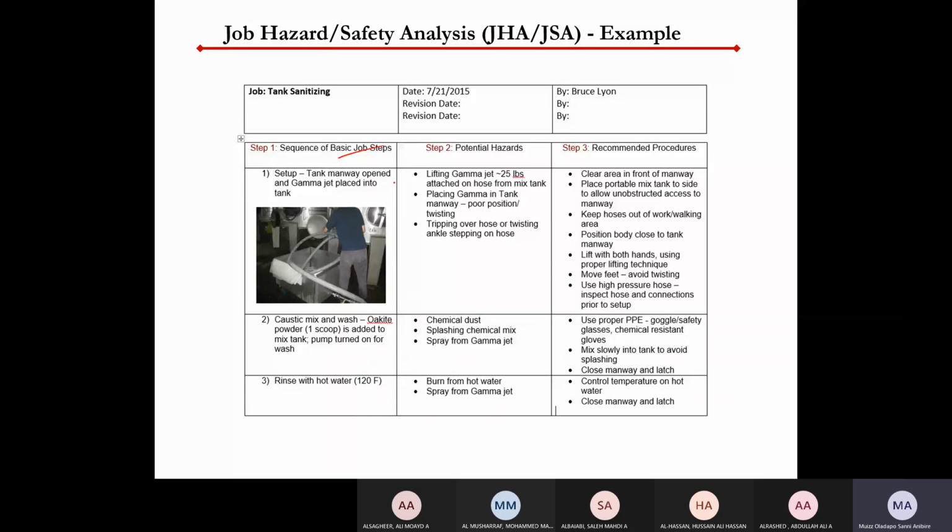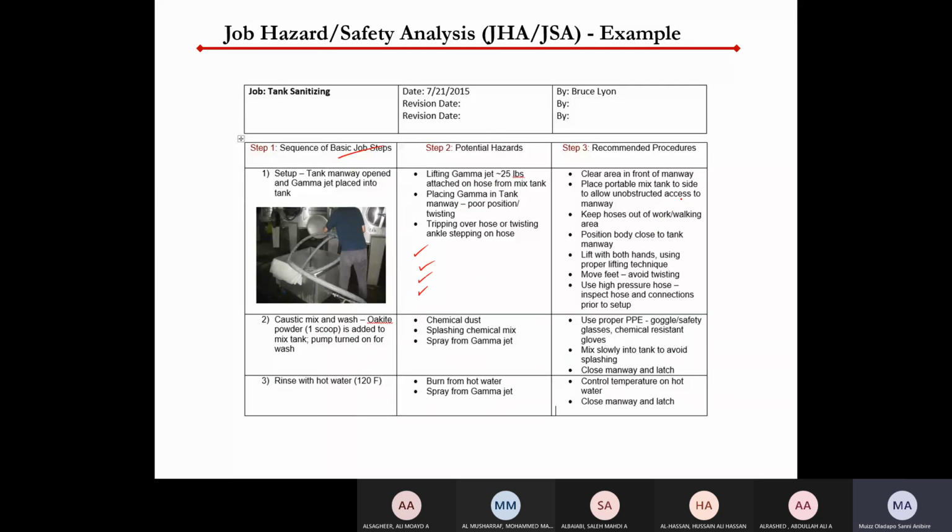So what could happen from the first phase? What are potential hazards? Lifting the hose attached to the mixer tank. Placing the gamma tank in the manway position, twisting, tripping over the hose or twisting an ankle, stepping on the hose. These are examples of things that could go wrong. And you may list other potential hazards.